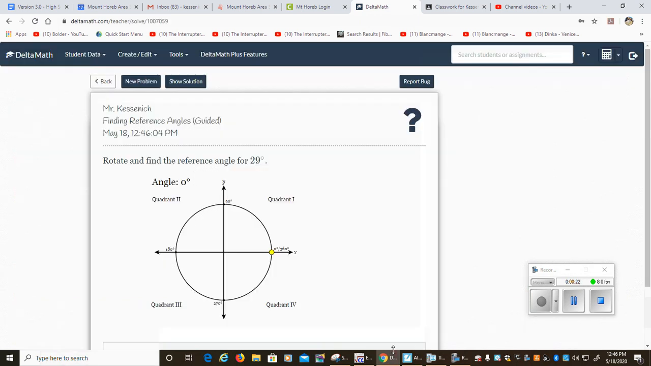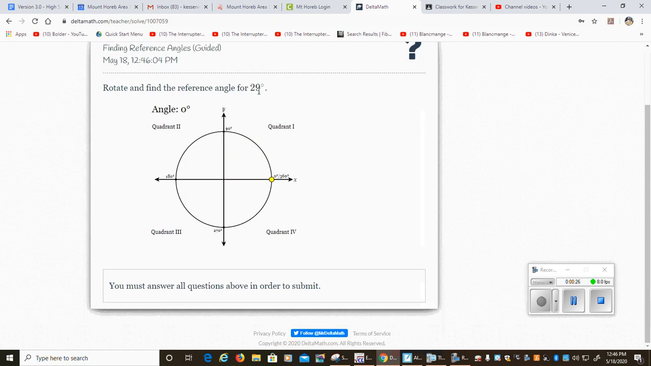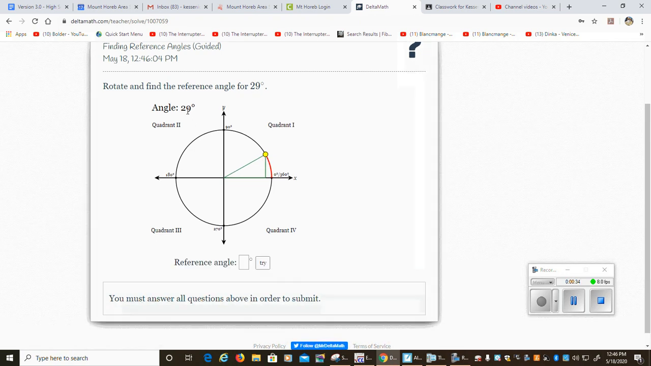So here we go. What you guys are going to be asked to do is to rotate 29 degrees. So you take the yellow dot and you rotate it until it tells you 29 degrees. It's pretty easy. They're telling you what the angle is, and what they're indicating in red is the reference angle. The reference angle is the positive distance to the x-axis. So you're just in the first quadrant. Make sure you guys are okay with this.